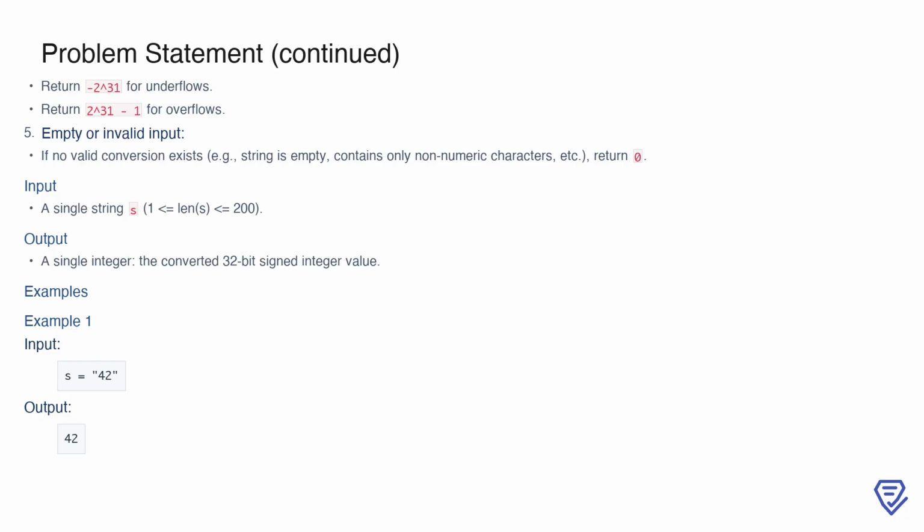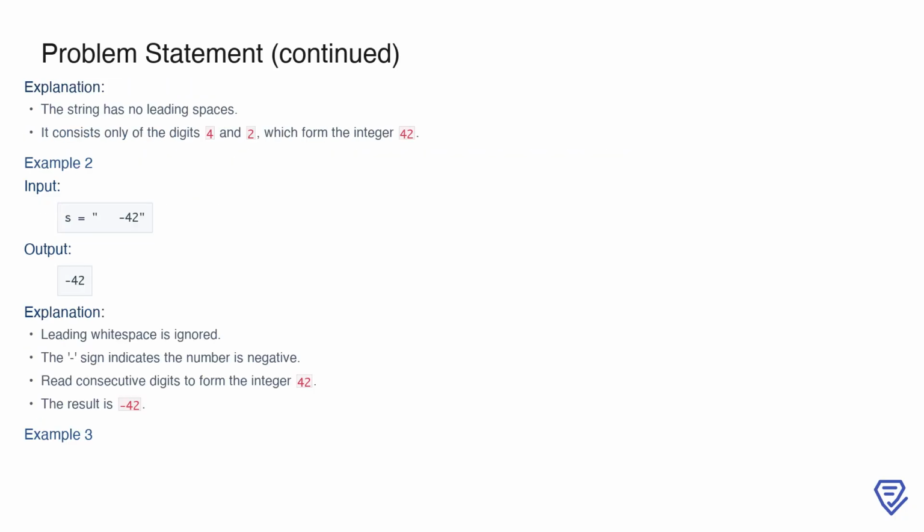In the first example, the input string s is simply "42". The function outputs the integer 42 because there are no leading spaces, no sign, and the string consists only of valid numerical digits. In the second example, the input is "   -42". Here, the leading whitespace is ignored, and the dash sign indicates that the number is negative. The function then reads the digits 4 and 2 consecutively to form the integer 42, and applies the sign to get a result of -42.